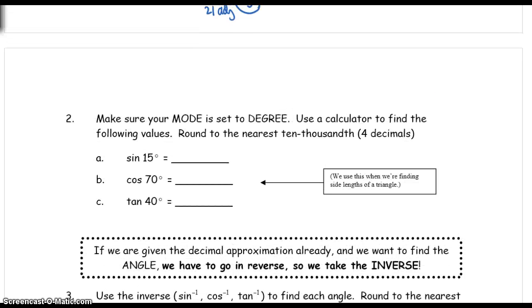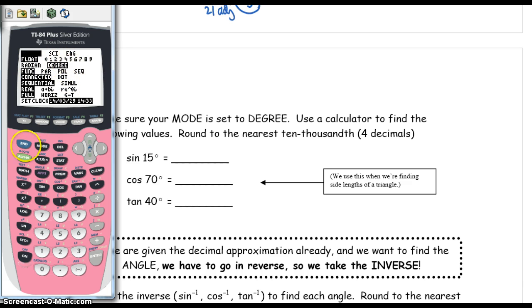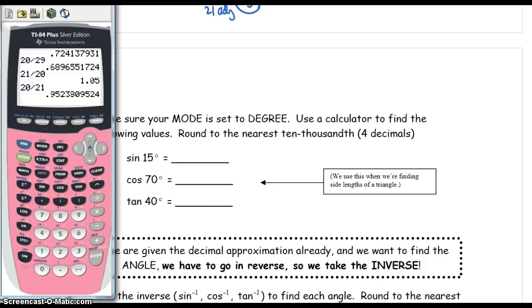So on this next part here, it says make sure your mode is set to degree. So in this calculator here, I have a button that says mode. And if you notice on third down the list, it says radian and degree. And mine is already set to degree. You have to make sure that everything is set to degree when we start doing these problems. Otherwise, you're going to get the incorrect answer.